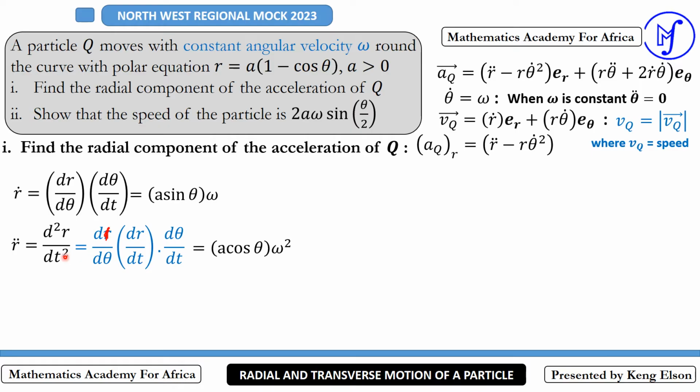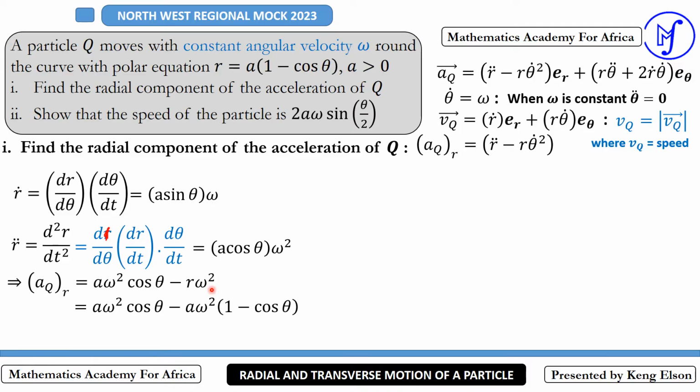So at the end of the day, we have that our r double dot is equal to a cos theta times omega squared. It's very important that if you're watching this video, you try to write it down so you see the simplification. Okay, so our radial component of the acceleration is equal to r double dot minus r theta dot squared. So we have r double dot, which is this, that is a omega squared cos theta, then minus r theta dot squared. Our theta dot is simply omega, and we need to square it. So we have a omega squared cos theta minus r omega squared.